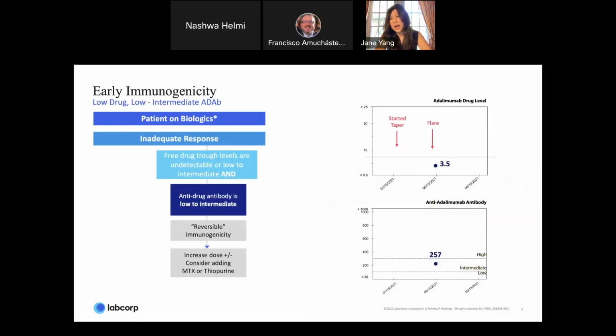Her antibodies are high enough to have started to impact the free drug level, but there is still some active drug in her system, and the antibodies at this level may actually be reversible. So this is a patient you would want to put back on every other week dosing and possibly add methotrexate if it's not already on board, and perhaps check to see if anti-adalimumab antibodies diminish over time with the free drug level rebounding, and of course look for an improvement clinically.